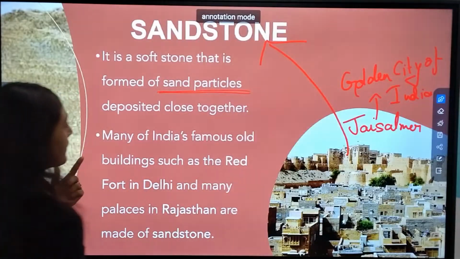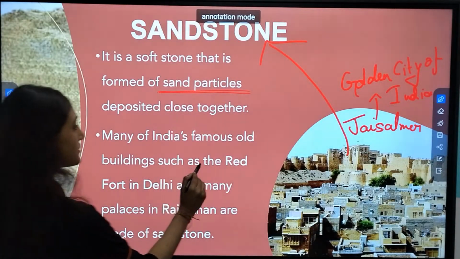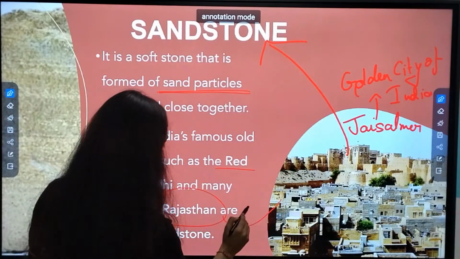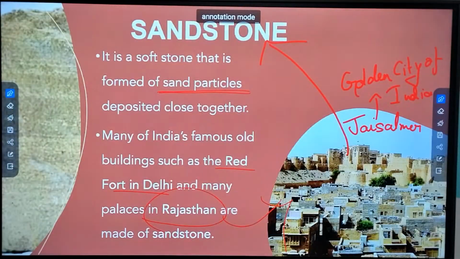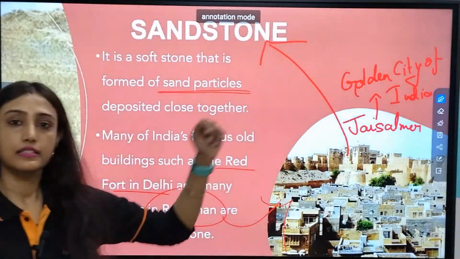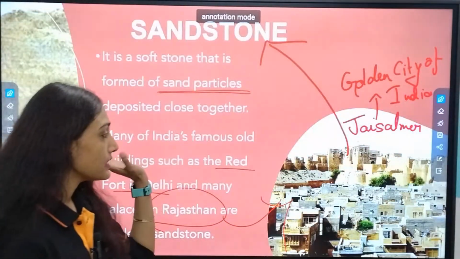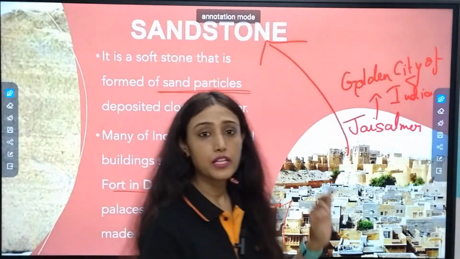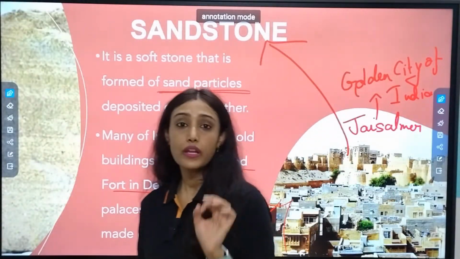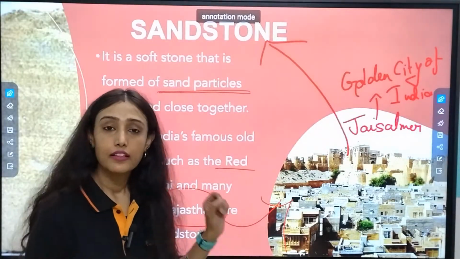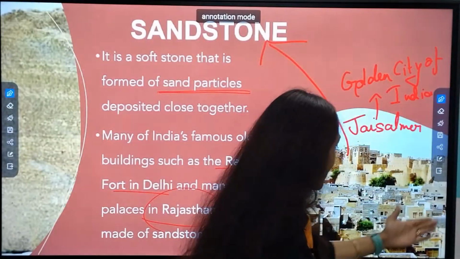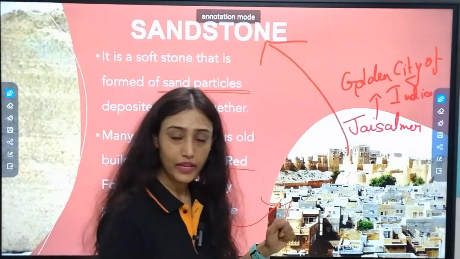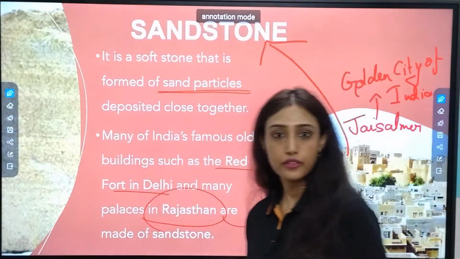Many of India's famous old buildings, such as the Red Fort in Delhi and many other places in Rajasthan, are made up of sandstone. Just like the picture given, the city of Jaisalmer is fully built of sandstone. In Bengali, there is a famous movie of Satyajit Ray known as Sonar Killa, where the boy had a rebirth and he used to belong to this city. If you have seen it, you can relate to this.